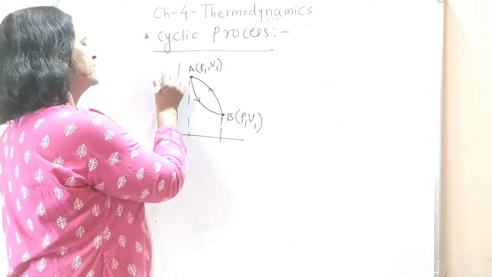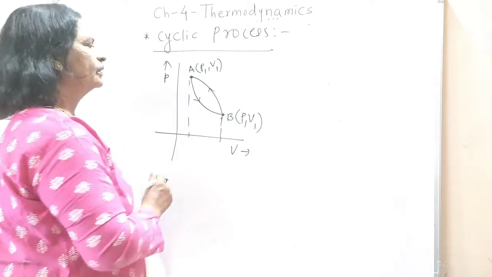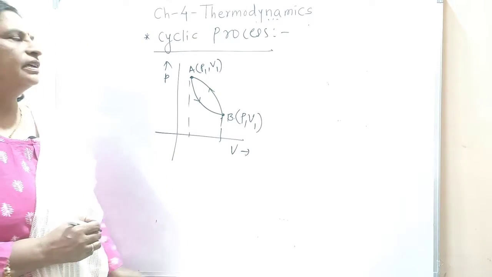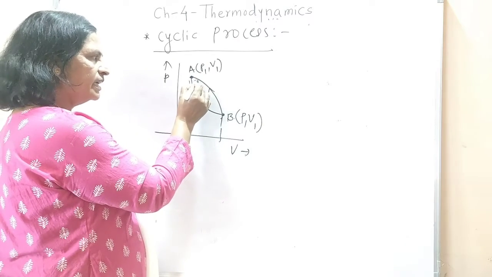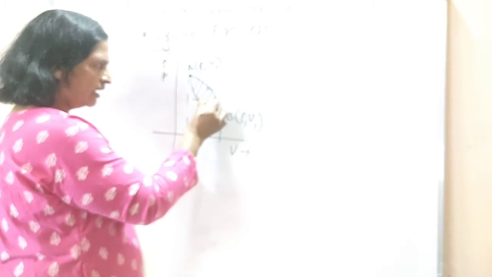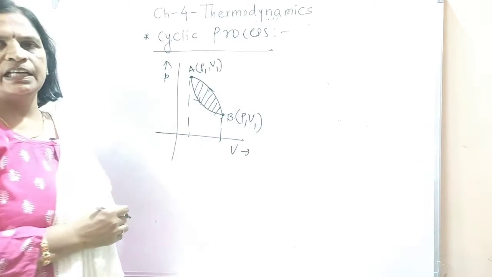Then this is the PV diagram for the cyclic process. Okay. Now what is the value of work done? Work done is equal to the area under the curve, means in this the shaded area gives you the work done in case of a cyclic process.